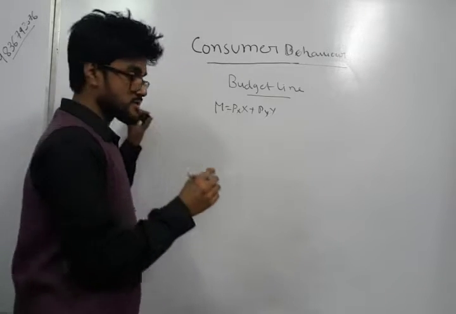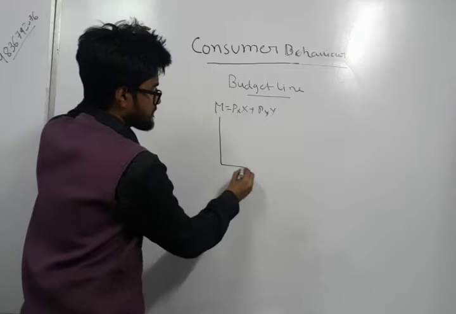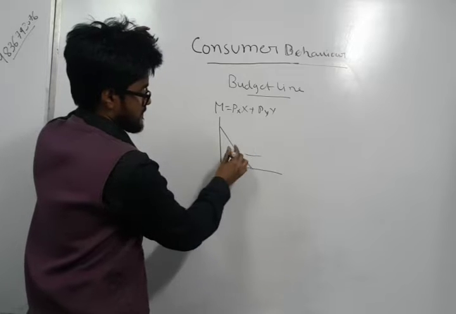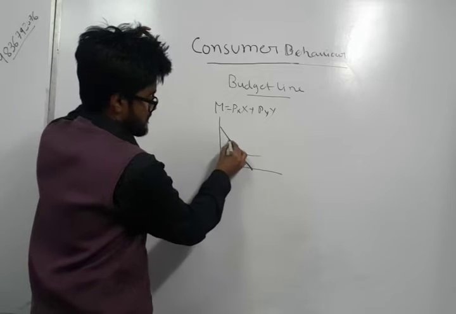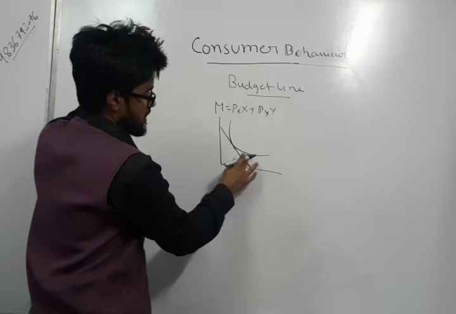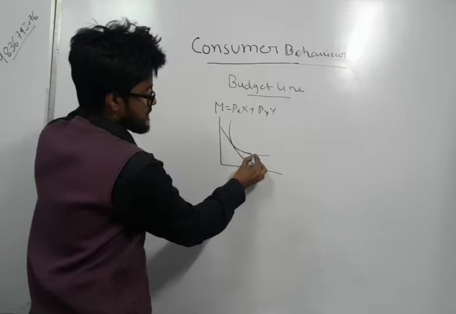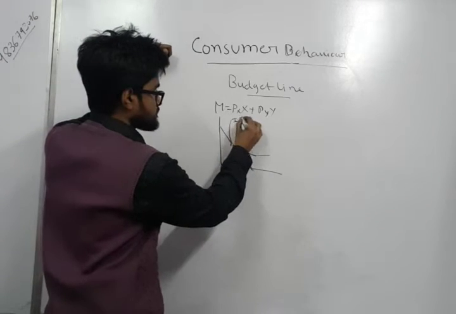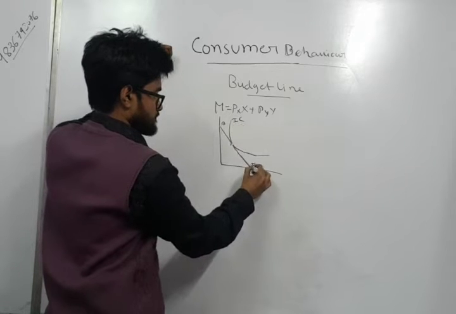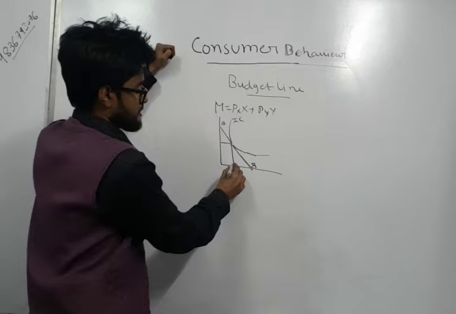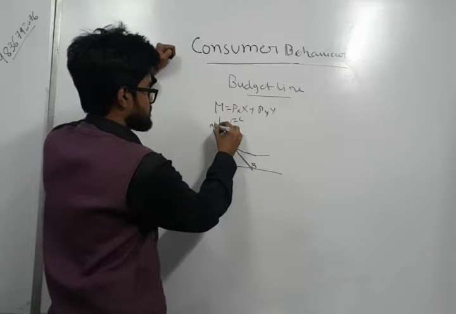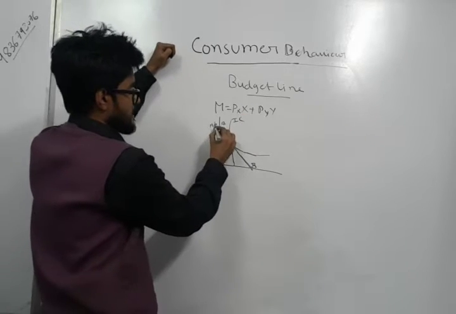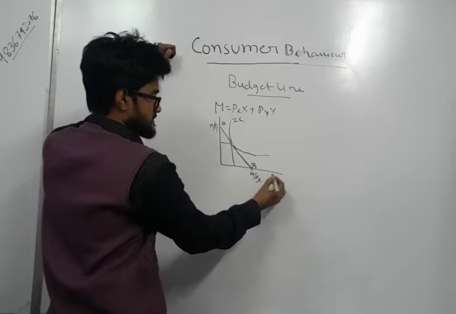First, we'll draw the equilibrium level of the budget line, where the IC is tangential to the budget line at this level. So this is the equilibrium level of budget line and IC. This is the equilibrium. Now, at this level X is 0, so this is M by Py, and this is M by Px.